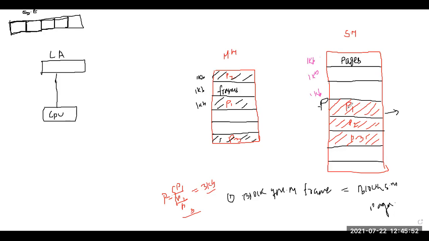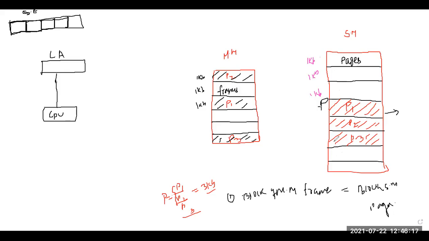But for the concept of paging and segmentation, we will assume the process in primary memory and secondary memory are stored in a continuous manner. Is this point clear to all of you? I'm clear. So we are assuming that in secondary memory, the process is stored continuously, but it is not mandatory or true in every case.